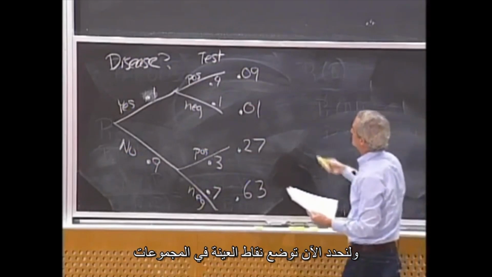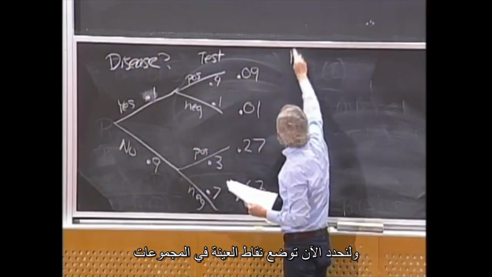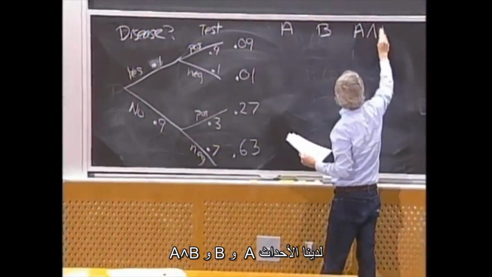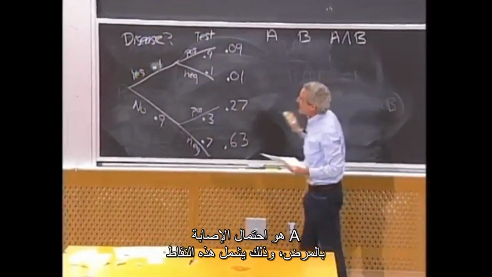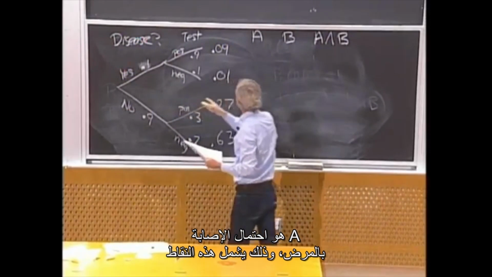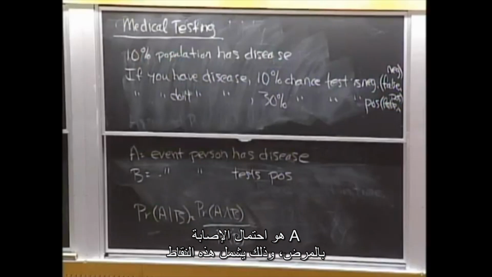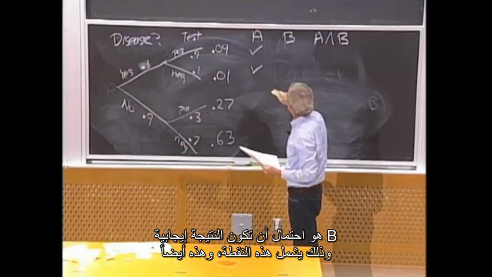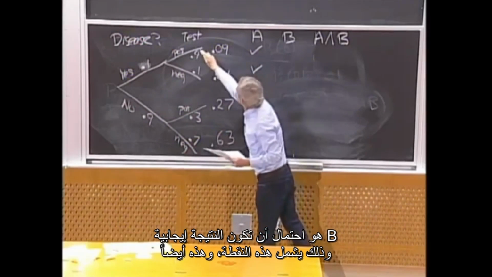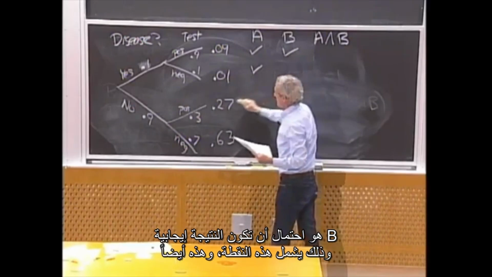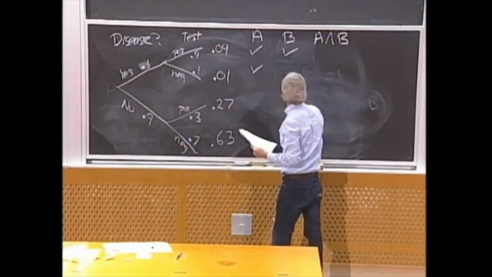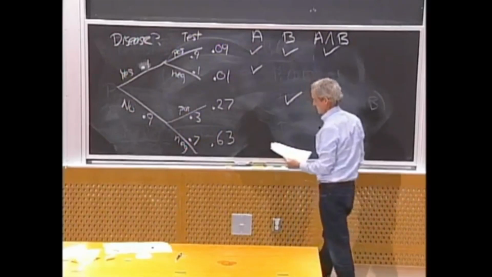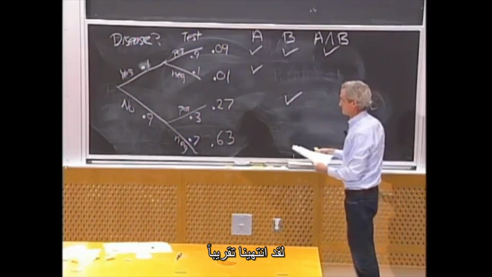Now we figure out which sample points are in which sets. So we have event A, event B, and A intersect B. Let's see, A is the event you have the disease. That's these guys. B is the event you test positive. That's this one and this one. A intersect B is just this one. All right, we're almost done.